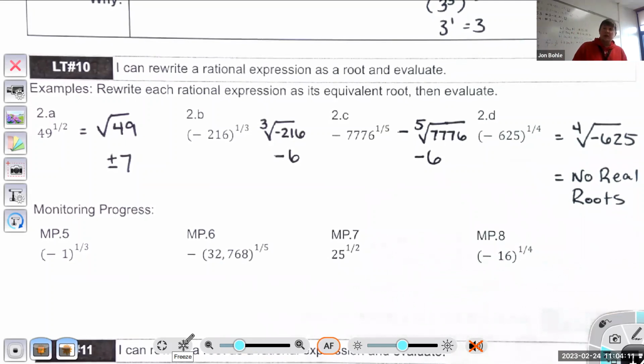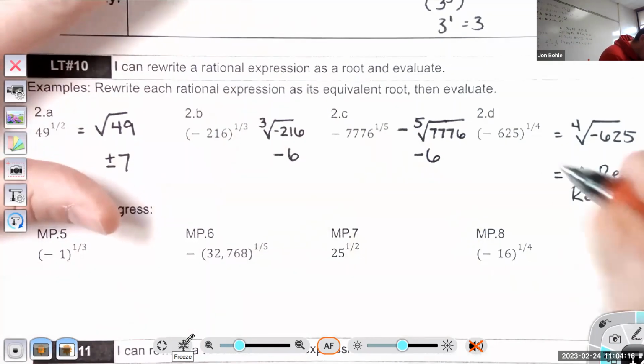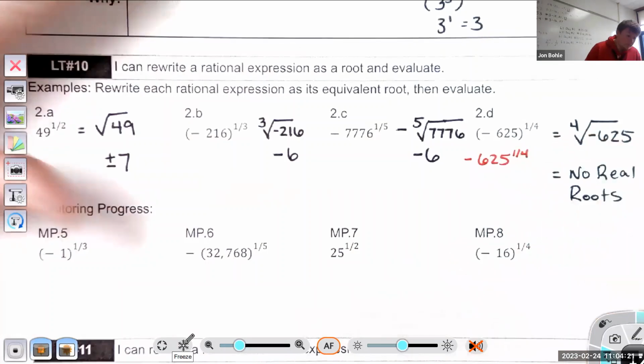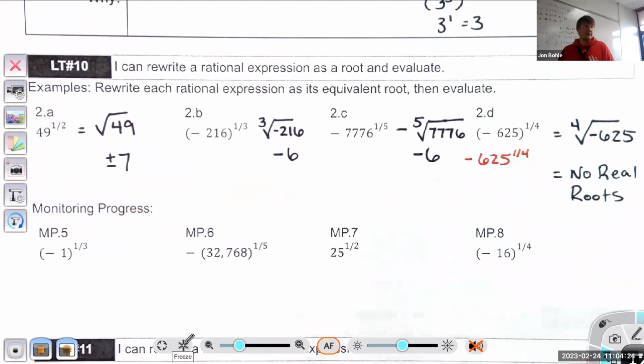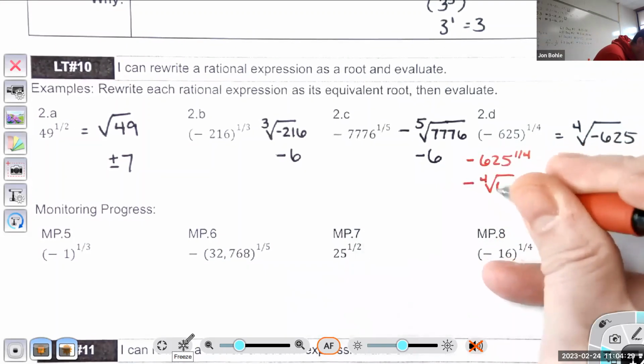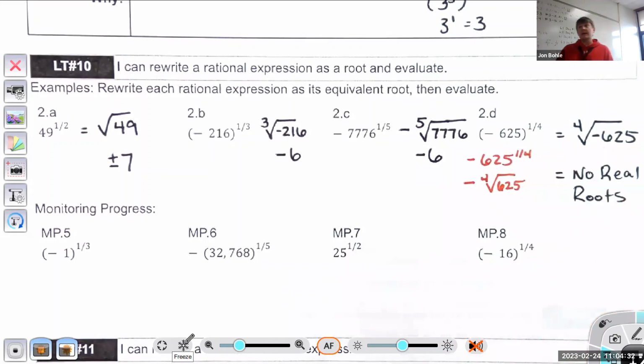Okay, so real quick, here's an example, and I should have done this in 2C. If I had this, now all of a sudden you're going to get an answer, because now you have the negative fourth root of positive 625, and you can find the positive root of 625. So that is just a subtle difference there. It's more purposeful in 2D, but either way. Okay. Questions about 2A through 2D?